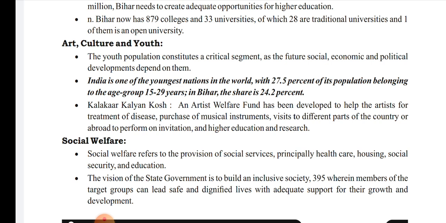And 24.2% means almost a quarter of Bihar is in the age group of 15 to 29. So you need to go through this.